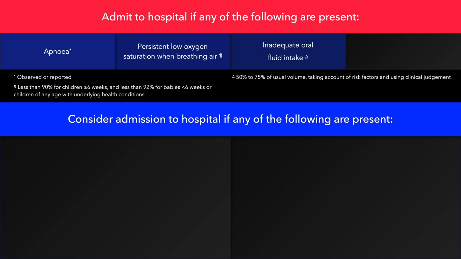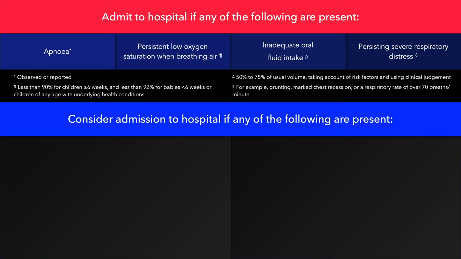Inadequate oral fluid intake, that is, about 50 to 75% of usual volume, taking account of risk factors and using clinical judgment, or persisting severe respiratory distress, for example, grunting, marked chest recession, or respiratory rate of over 70 breaths per minute. To mention once more, your local guidelines may have other absolute criteria for admission that are not stated here.